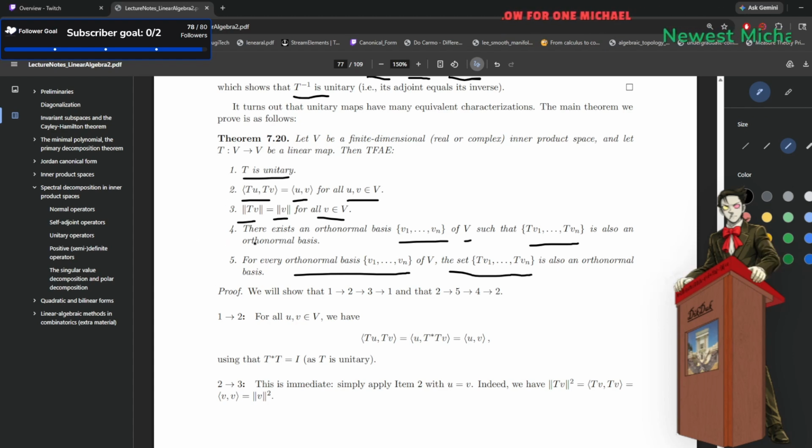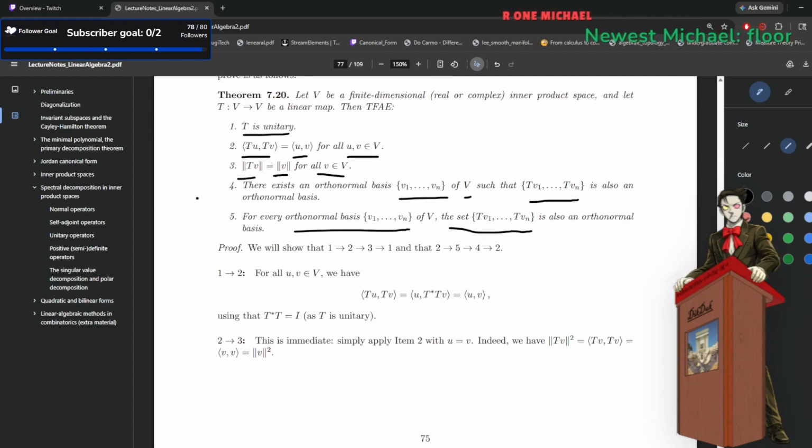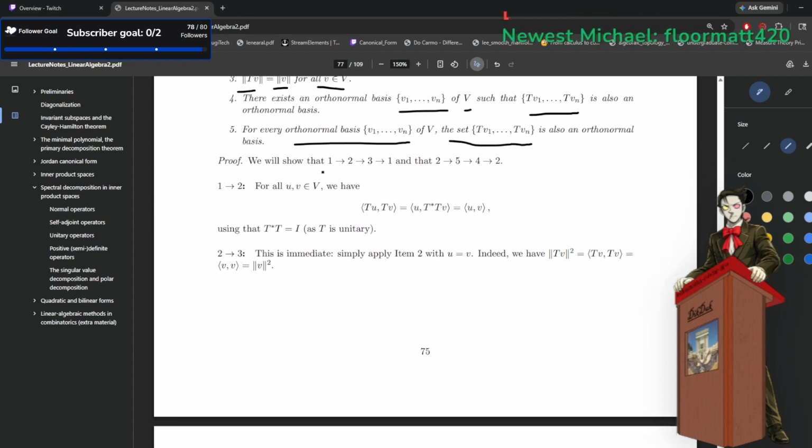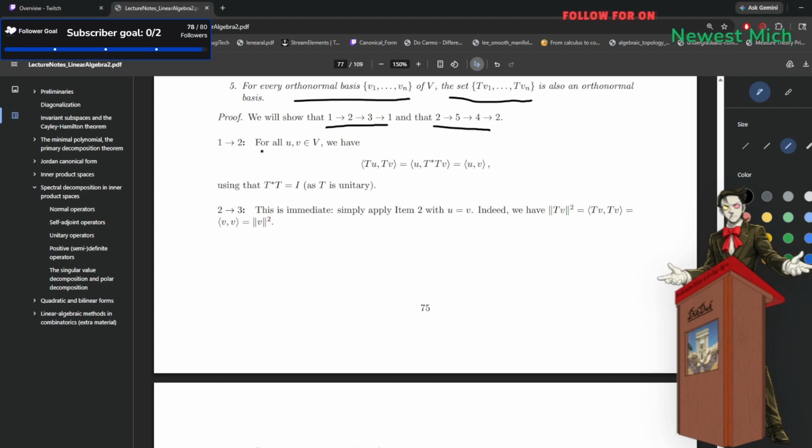Now, this is a lot to digest, so let us go and prove this carefully, because mind you, these proofs are more or less short. At least for the first 3 or 4 proofs are short, but then I'm pretty sure a couple of them get quite long. So we'll show 1 to 2 to 3 to 1, and 2 to 5 to 4 to 2. So basically covering all of our bases. Now, we'll start with 1 to 2.